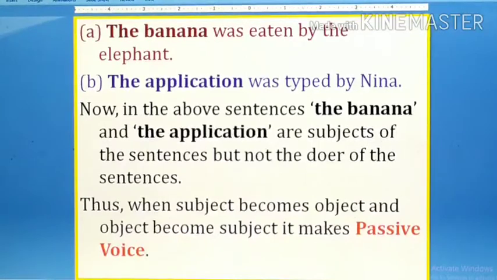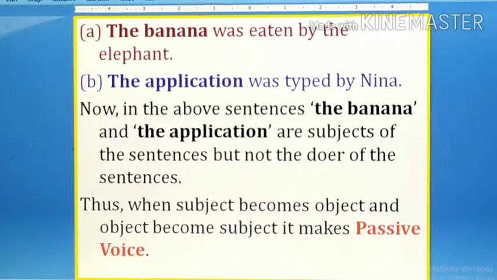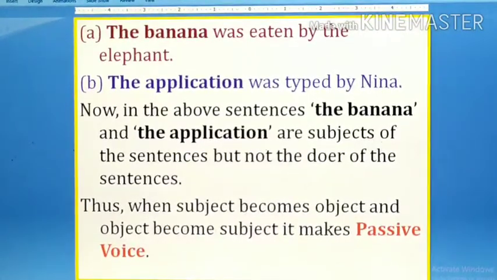Okay, and here in the second also, the application was the object, which becomes the subject here, and Nina, who was the subject there and used to do the action, now becomes the object here, and typed is the verb. So from these two sentences, what we can understand is that when the subject becomes the object and the object becomes the subject, then it is called the passive voice. So now in the above sentences, the banana and the application are subjects of the sentences but not the doers of the sentence. Thus when the subject becomes the object and the object becomes the subject, it makes passive voice.